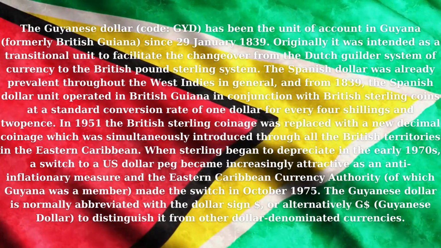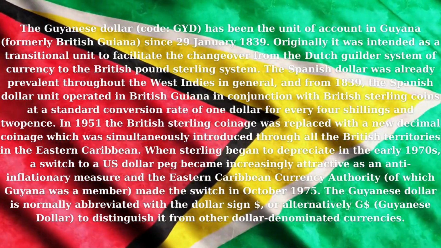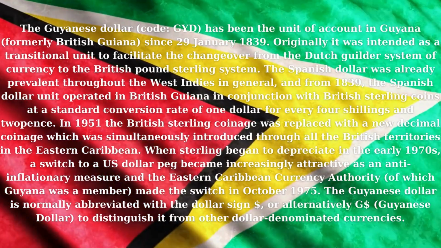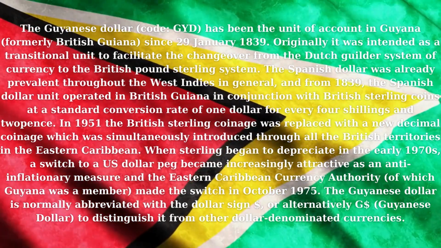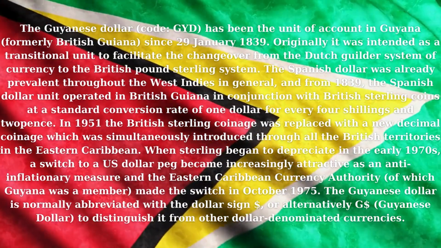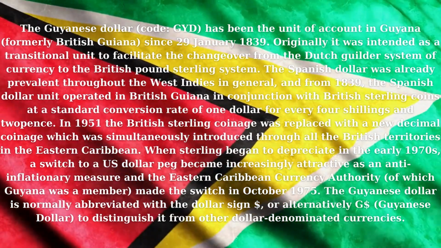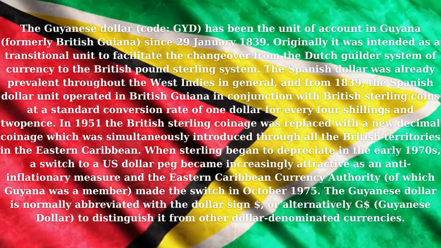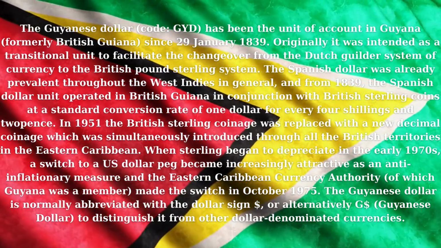The Spanish dollar was already prevalent throughout the West Indies in general, and from 1839 the Spanish dollar unit operated in British Guiana, in conjunction with British sterling coins at a standard conversion rate of $1 for every 4 shillings and twopence. In 1951, the British sterling coinage was replaced with a new decimal coinage, which was simultaneously introduced through all the British territories in the Eastern Caribbean.